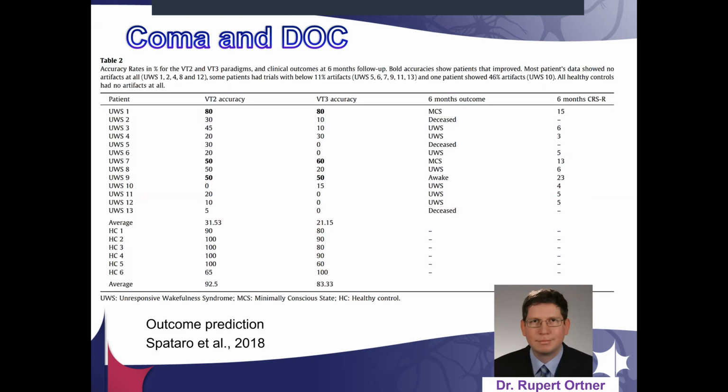We worked with outcome prediction, and this is a paper published in 2018. And what I'd like to highlight here is that you see on the leftmost side a list of patients, and the next two columns show the VT2 and VT3 accuracy. These were two vibrotactile paradigms. The VT2 paradigm is like I described. You had two vibrating tactors, one on the left and one on the right. The VT3 paradigm added an additional distractor paradigm.